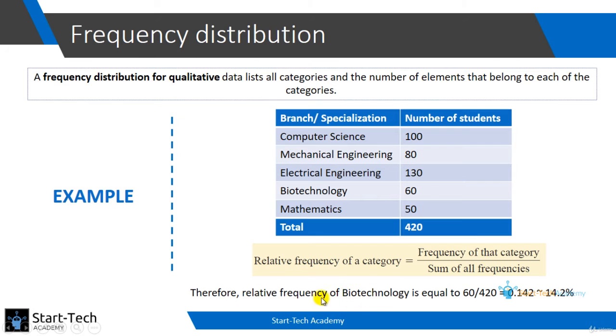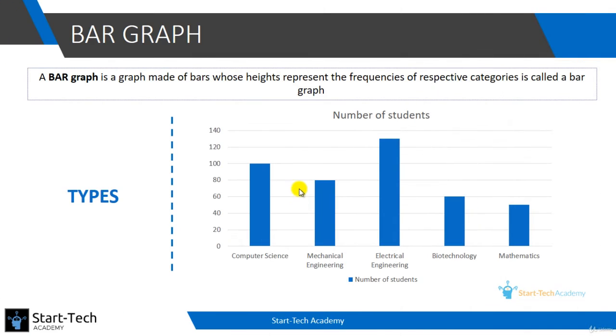That is, if I want to find out the relative frequency of students belonging to biotechnology, it is 60, that is the frequency of this category, divided by the total frequency, which is 420, which is equal to nearly 14.2%. So when we build a frequency distribution for qualitative data, that is, there are clear discrete categories, and we draw a graph of it, it is similar to a bar chart. A graphical representation of frequency distribution for qualitative data is known as bar chart.